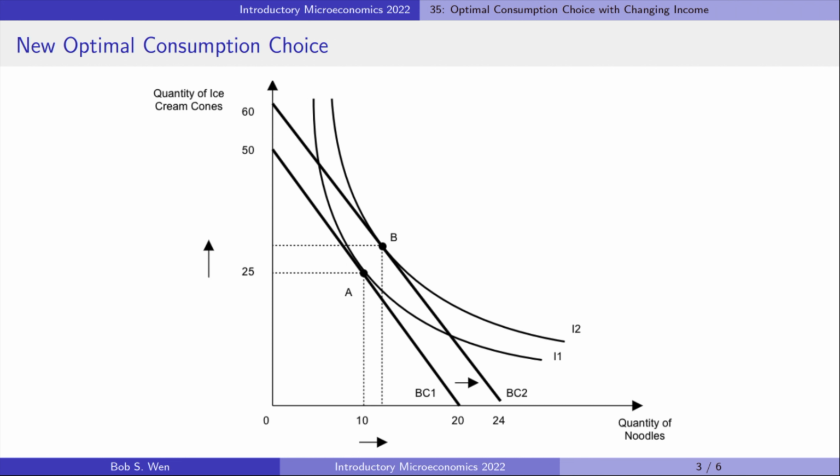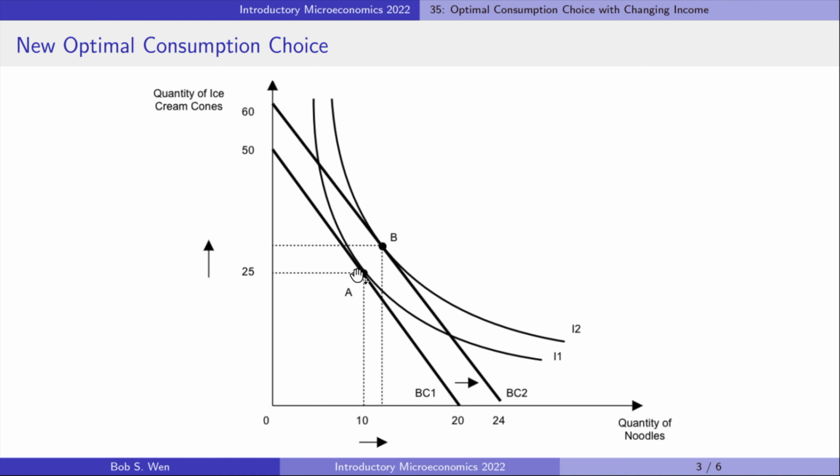Suppose the consumer's income increases to $120 per day. Now she can afford 24 bowls if she spends all her income on noodles. She can buy 60 ice cream cones if she does not purchase any noodles. So the budget line shifts to the right, as shown in the graph. Notice that the slope of the budget line does not change because the relative price remains unchanged.